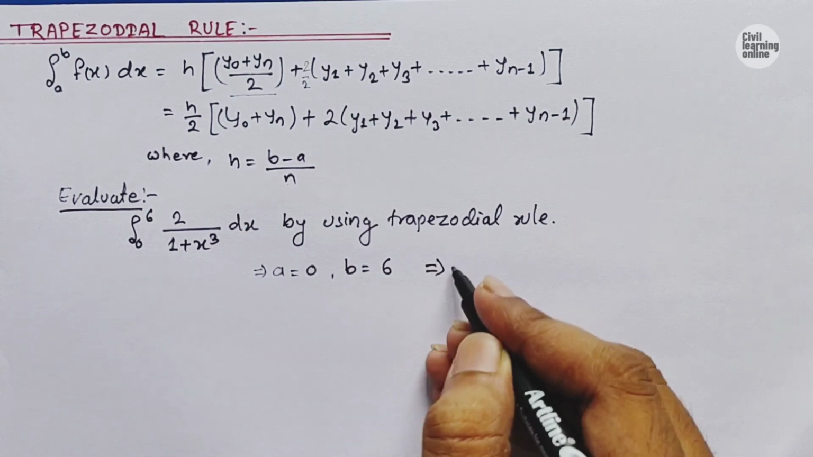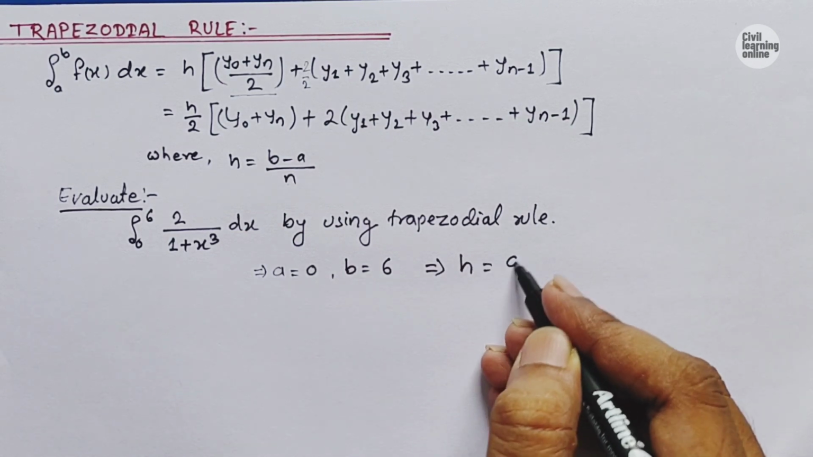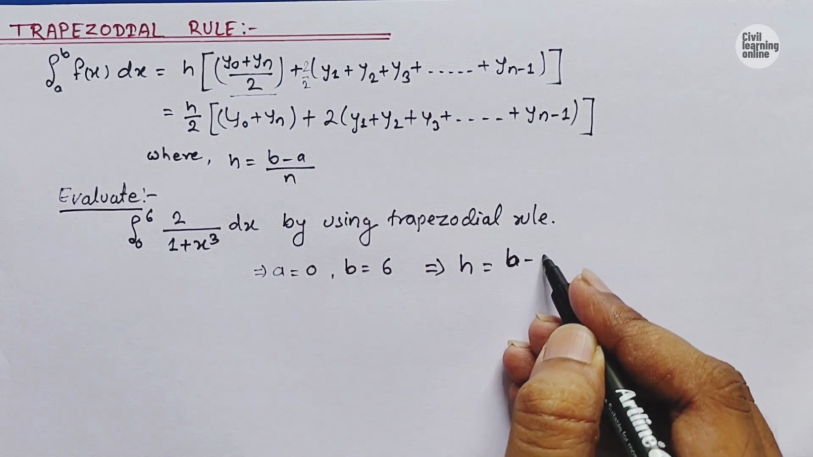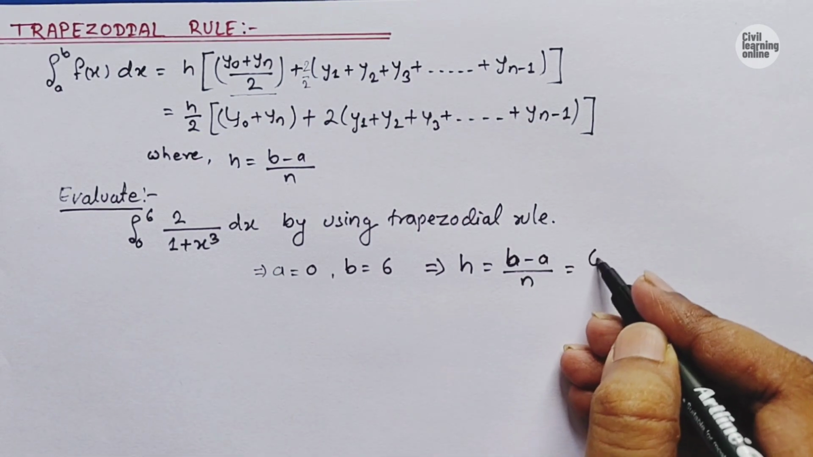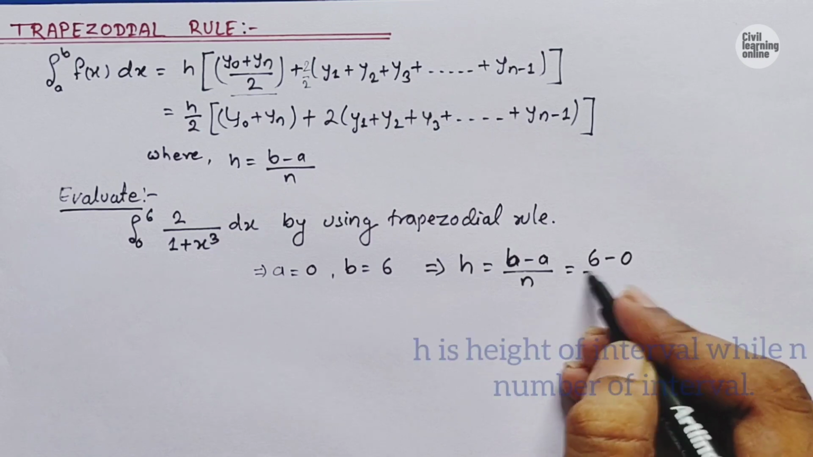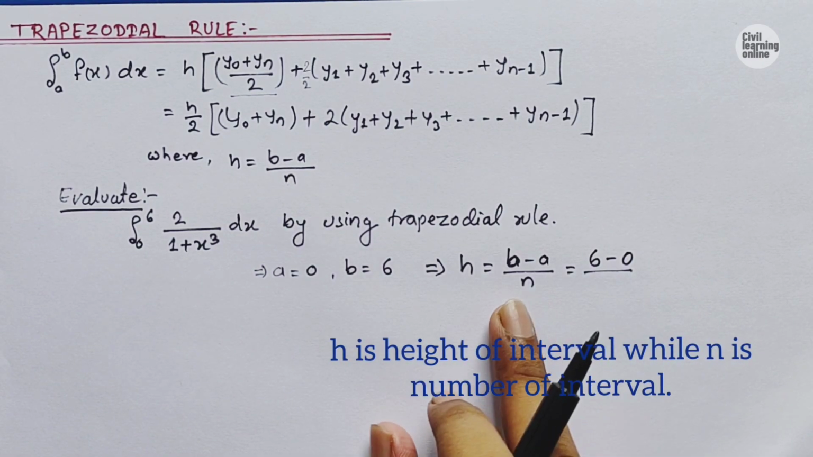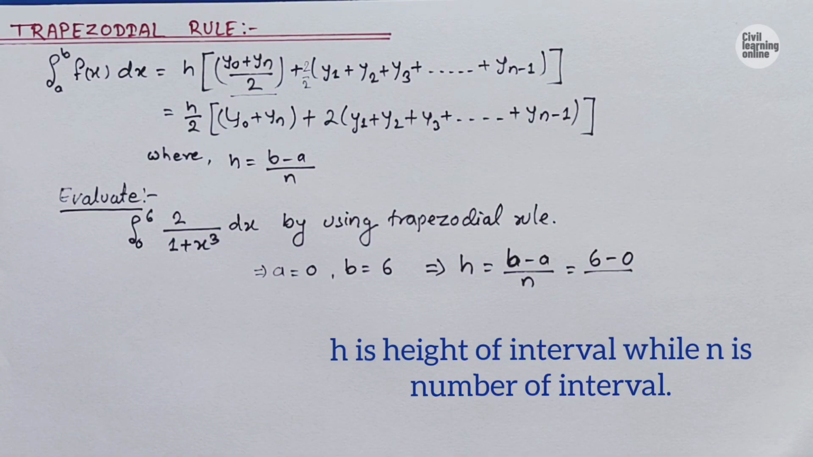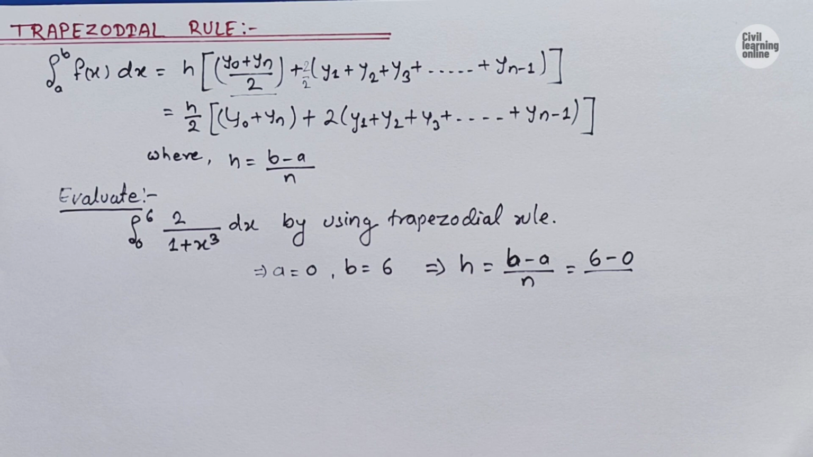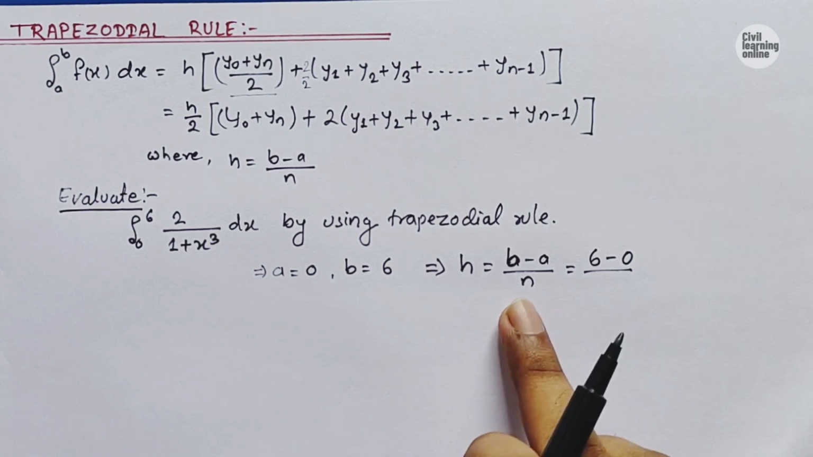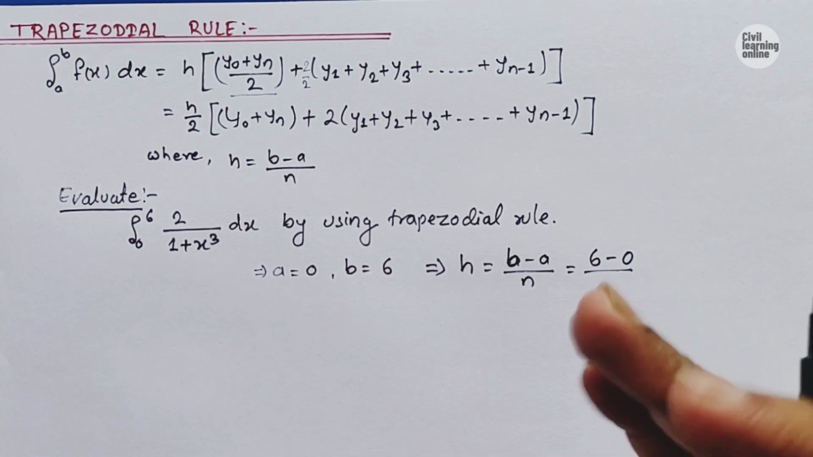Now from here, let us calculate h. We have h equals (b minus a) upon n. So put the value of b equals 6 minus 0 upon n. How to take the number of intervals is totally up to you. And one thing more, the trapezoidal rule is valid for both odd and even numbers of intervals. So here we can take n as per our convenience.